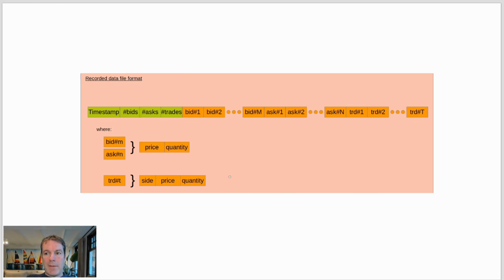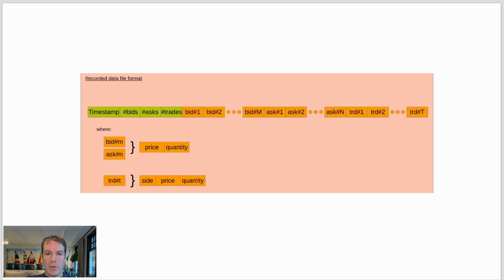Each bid and ask level update is simply the price and the quantity. Remember, the quantity could be 0 if it means delete this from the order book. And each trade level update, remember, was the side, the bid or the ask, the price that the trade happened at, and the quantity of that trade.